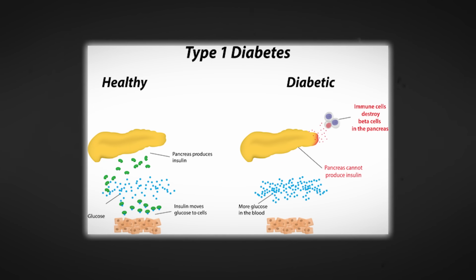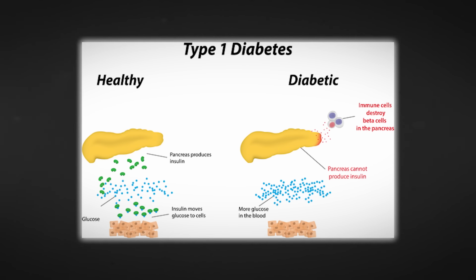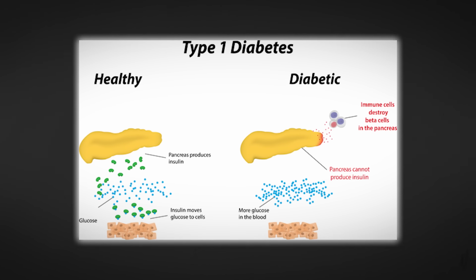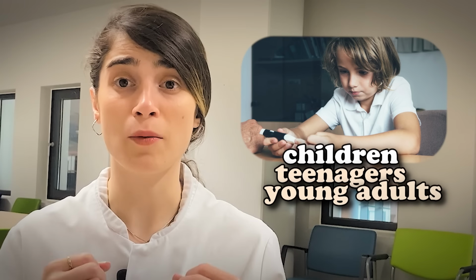In type 1 diabetes, your body attacks its cells and prevents them from producing insulin. It's typically diagnosed in young people like children, teenagers, or young adults. And symptoms of type 1 diabetes can come up very suddenly. The current treatment for this type of diabetes is daily insulin intake.